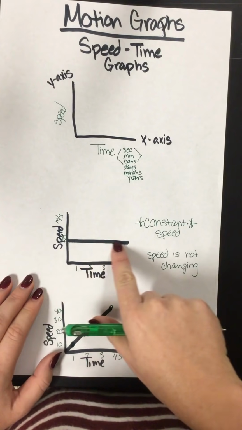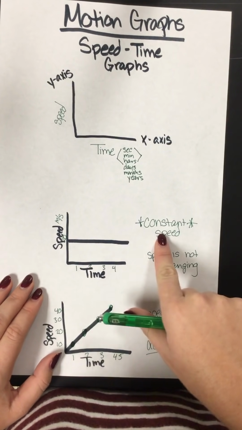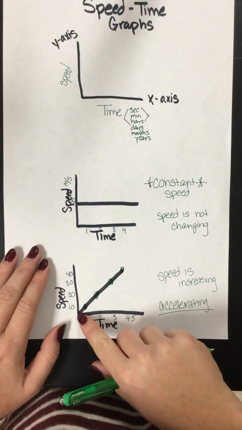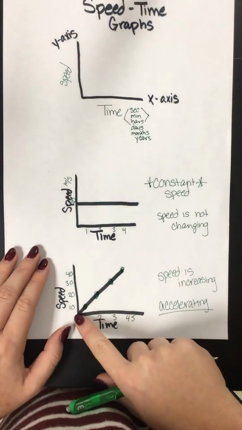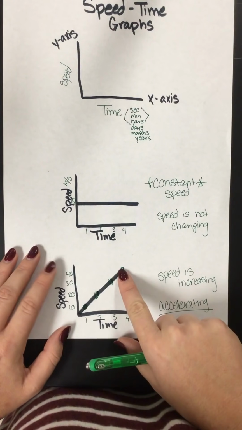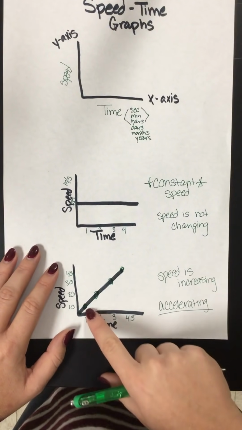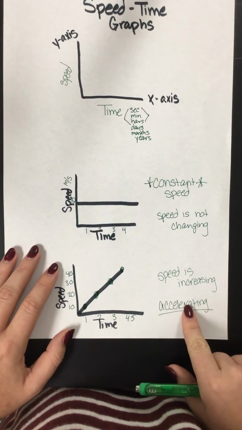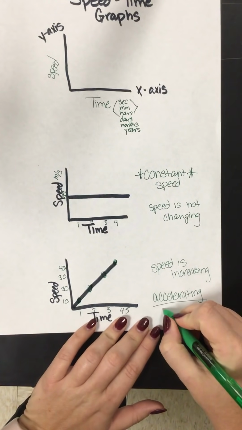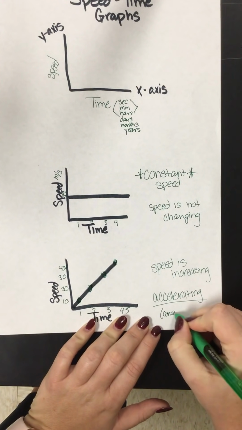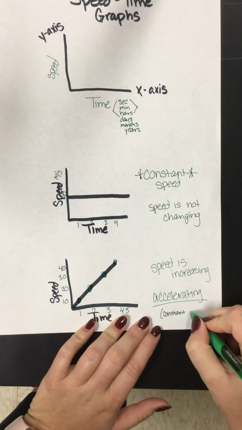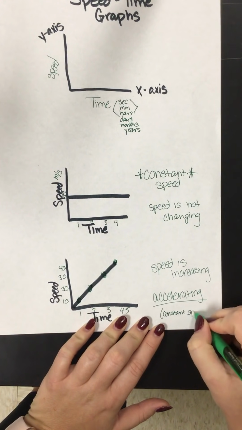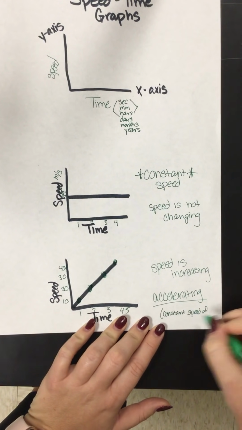So again, a straight horizontal line means a constant speed. A straight upward moving line means our speed is increasing. And actually, because it's a straight line, we know it's increasing at a constant rate, and we call this accelerating. Let's put that in parentheses, a constant speed of acceleration.